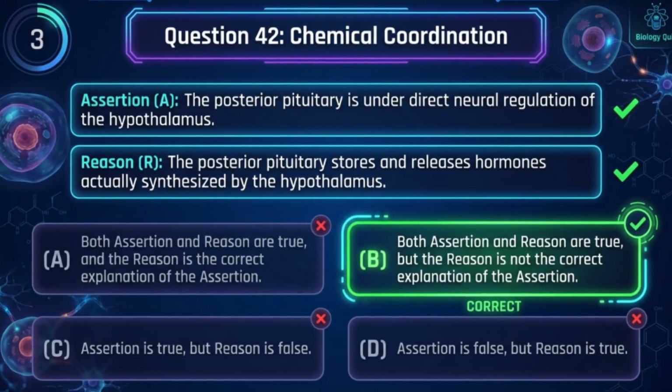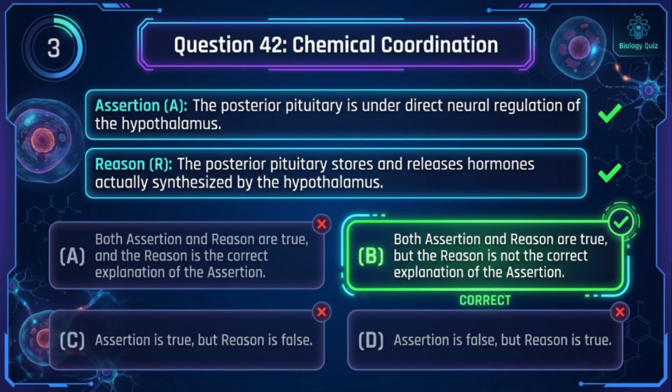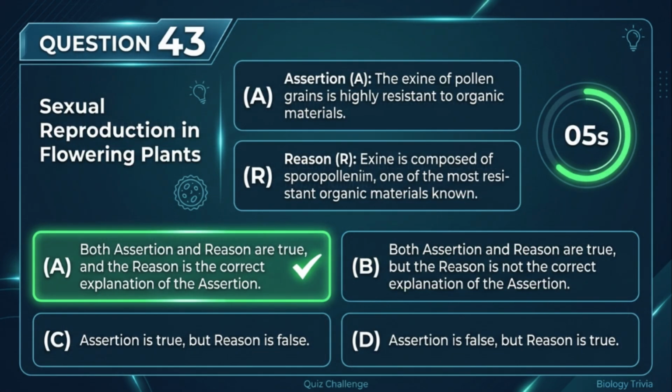Question 42. Chemical coordination. Assertion A: The posterior pituitary is under direct neural regulation of the hypothalamus. Reason R: The posterior pituitary stores and releases hormones actually synthesized by the hypothalamus. 3, 2, 1. The posterior pituitary is under direct neural regulation, and it does only store and release hypothalamic hormones. But storing hormones is not the reason why it is neurally regulated. Option is B.